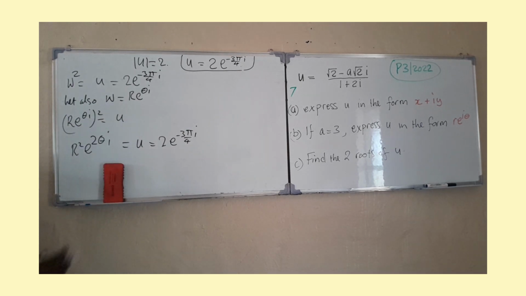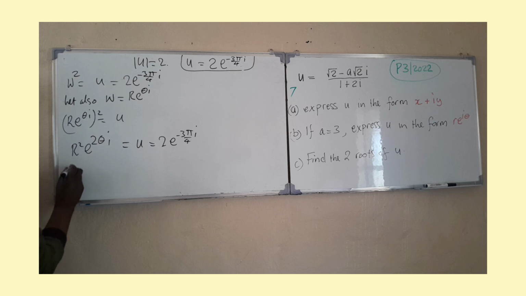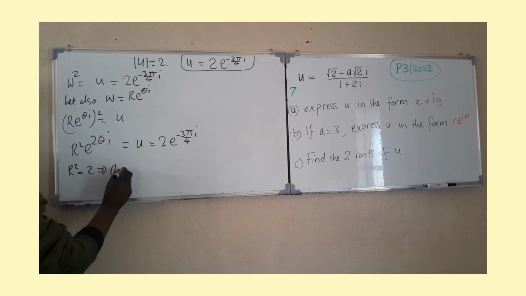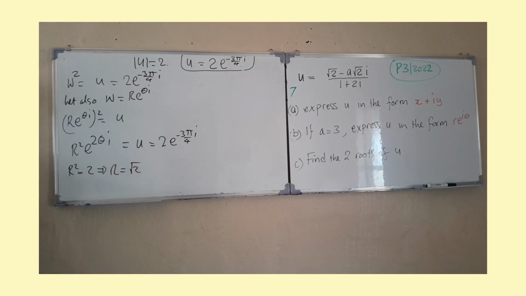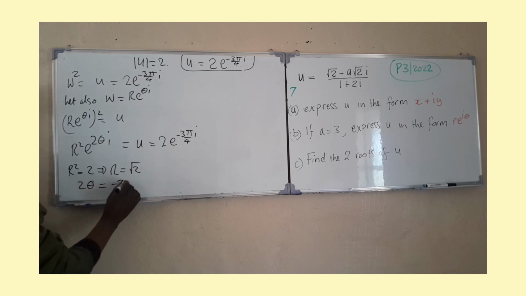So these two complex numbers are equal if and only if this is equal to that. In other words, the moduli are the same. So r squared is equal to 2, which implies that r is equal to the root of 2. The arguments should also be equal. This means that 2 theta is equal to minus 3 pi over 4.